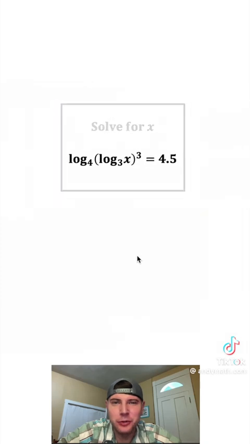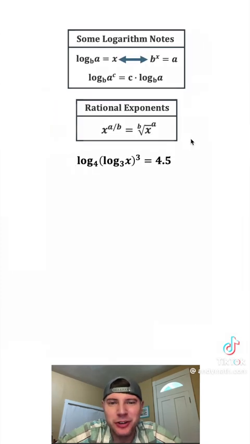3, 2, 1. First, let's go over all the notes we're going to need. The first one says if you have log base b of a equals x, that's the same thing as b to the x equals a. One way you can think of it is this to the power of this equals this. And that's what's going on right here. It's the base of the log to the power of this equals this.